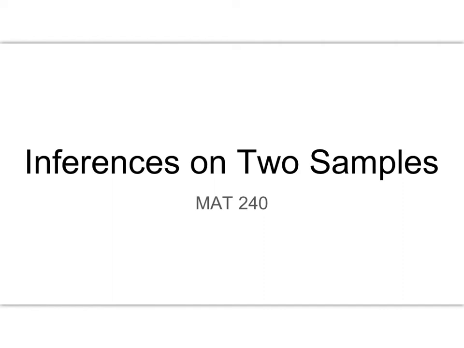So far we've looked at completing a hypothesis test when we have one proportion and we're comparing it against a claimed value. We've also done a hypothesis test on a sample mean against a claimed value. Now we're going to look at what happens when we have two samples.